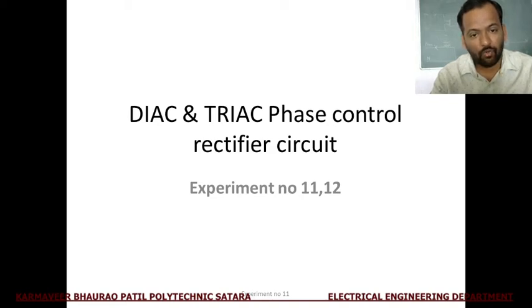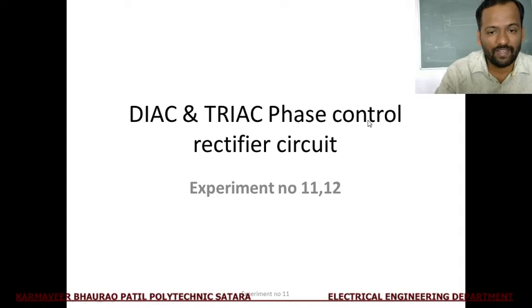Today we are going to see practical of Diac and Triac phase control rectifier circuit. As we already know, Diac and Triac are used for controlling of AC power. These two devices of the thyristor family are bidirectional, means in both Diac and Triac current can flow from main terminal 1 to main terminal 2 or main terminal 2 to main terminal 1.